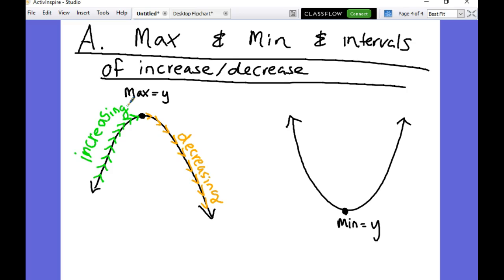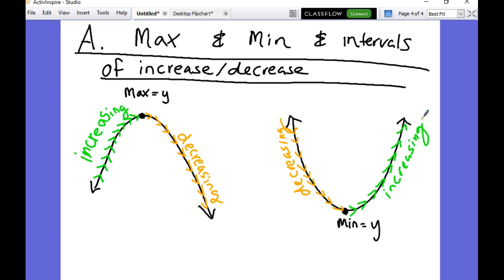Now when it's the other kind of parabola, we'll label it the other way. In this case, what's happening on the left? It's decreasing, right? And what's happening on the right? Now it's increasing, right? So that's what maxes and mins are. It's the highest point and the lowest point on a parabola, or any graph for that matter. And it's also the place where a function changes from increasing to decreasing, or vice versa, decreasing to increasing. Okay?